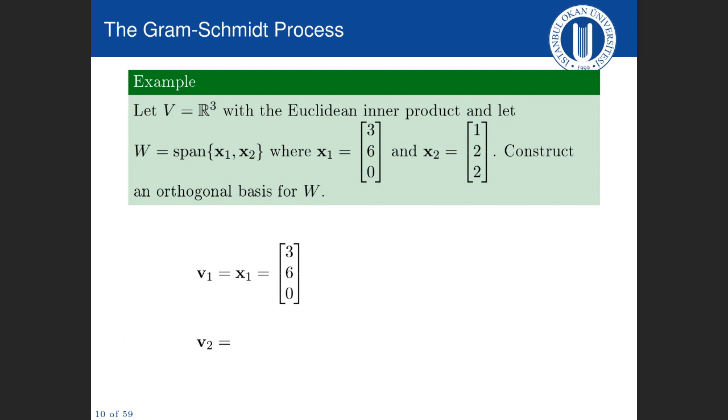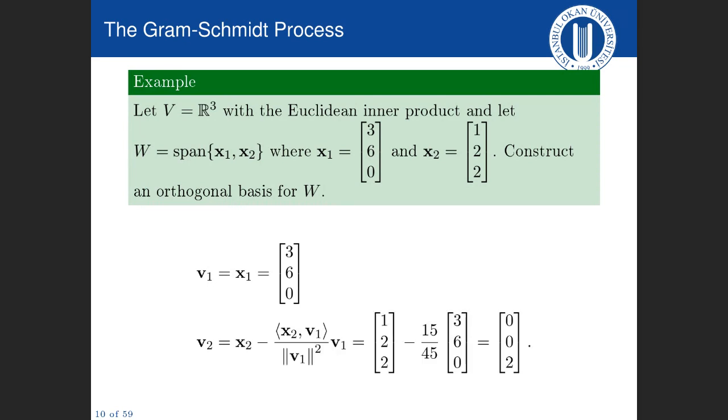Okay, so let's do the calculation. V1 is always exactly the same as x1. So V1 is 3, 6, 0. Nothing to change there. V2, the formula is, and you need to memorize these formulae for the final exam, V2 is x2 minus the dot product of x2 and v1 divided by the norm of v1 squared multiplied by v1.